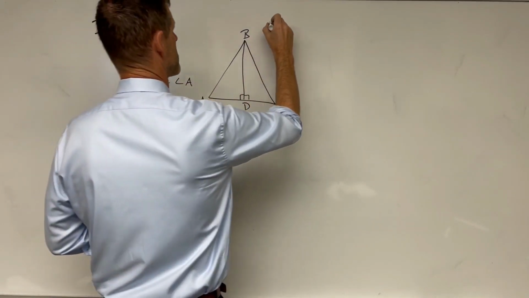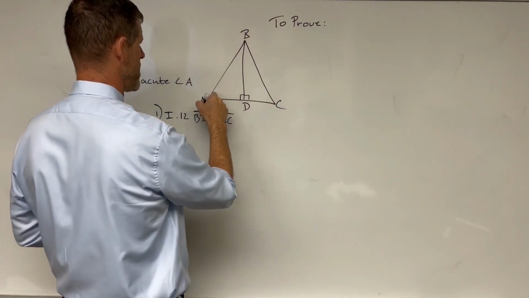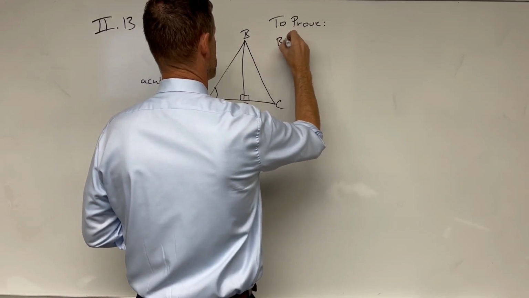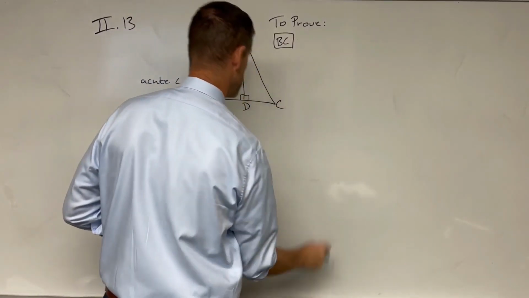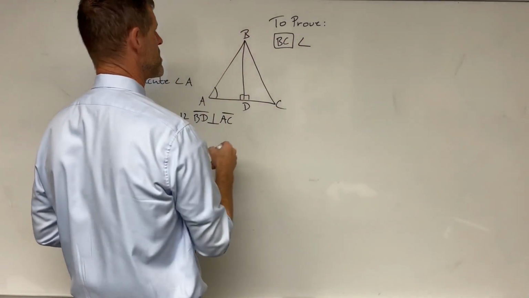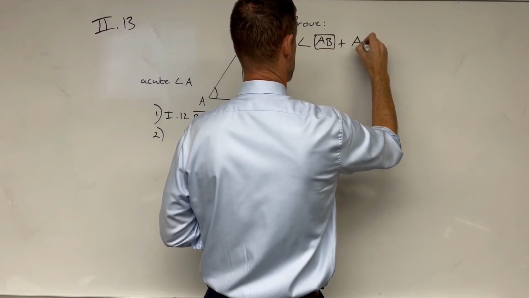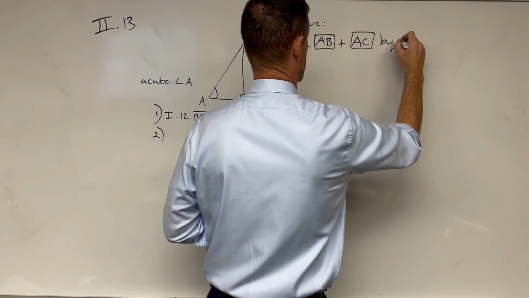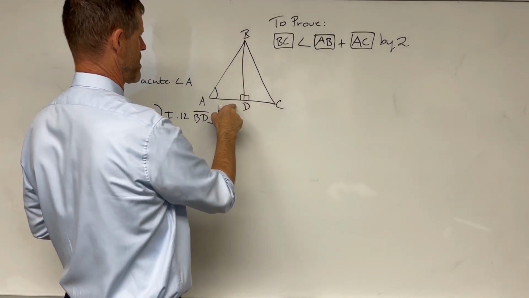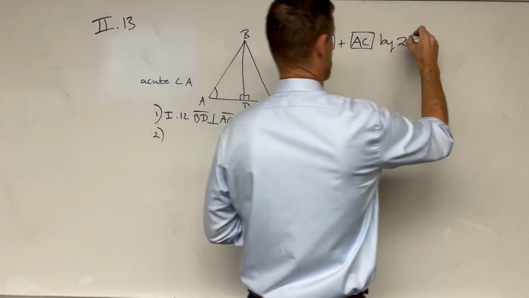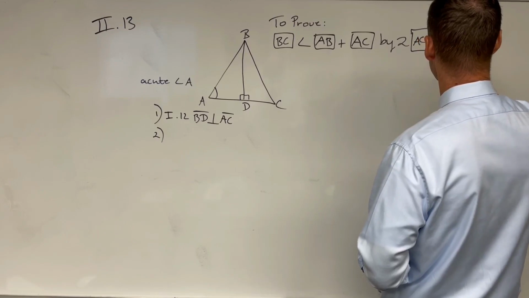And our to prove, I'll write this up here. Our to prove is that the square on BC, so on the side subtending the acute angle, is less than the squares on the sides containing the acute angle, so less than the square on AB plus the square on AC by twice the rectangle contained by AC, the side on which the perpendicular falls, and the straight line cut off within between the perpendicular and the acute angle. So that'll be rectangle AC and DA.